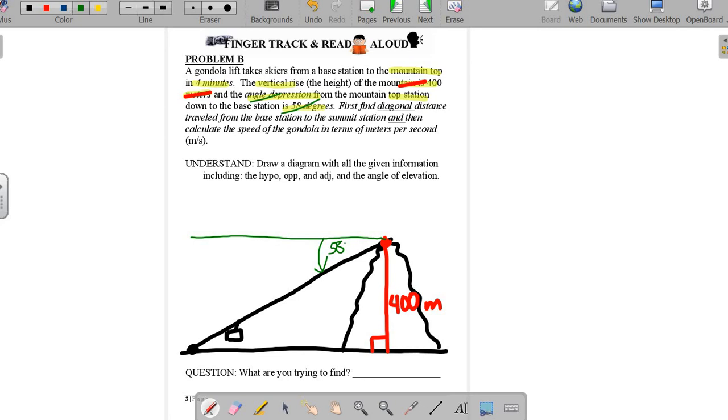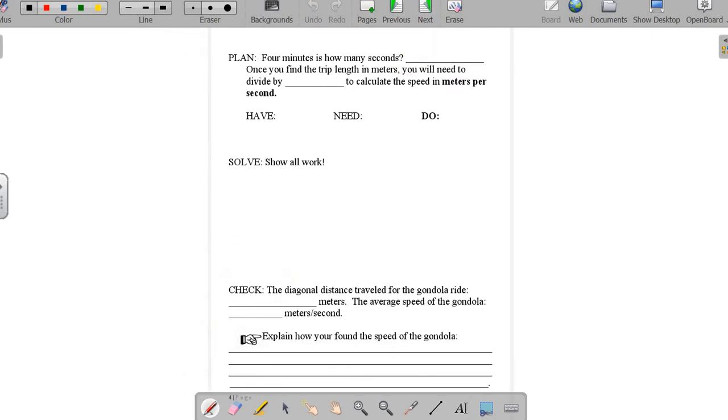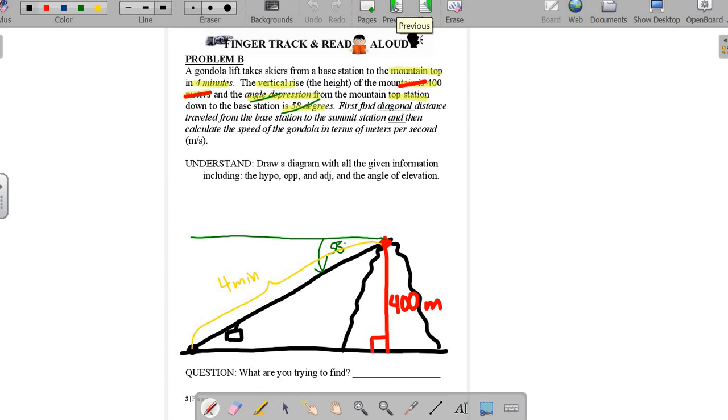We are told that this distance takes 4 minutes to travel. And our ultimate goal is to find speed. Keep in mind the basic definition of speed is distance over time. We're being asked to find meters per second. Keep in mind that this has been given to you in minutes.